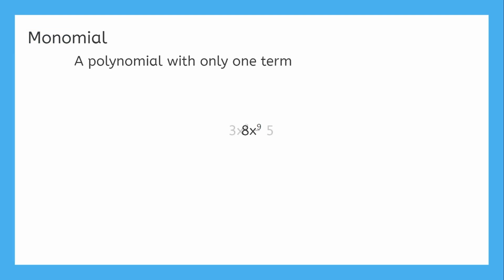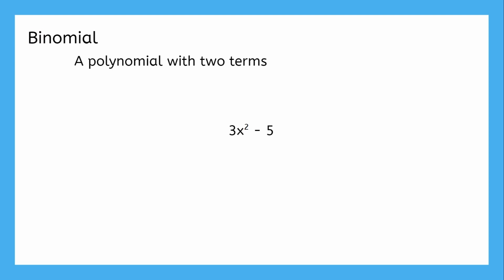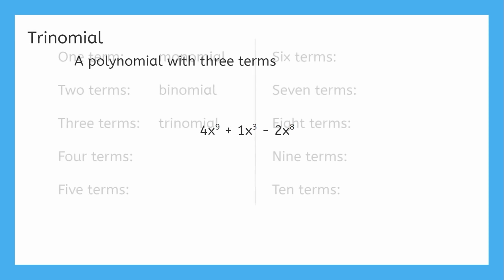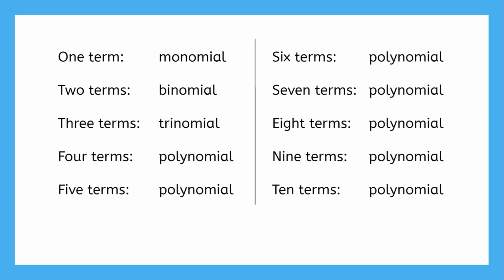So what would we call a polynomial with two terms? Bi, like bicycle, means two, so we call a polynomial with two terms a binomial. And likewise, a polynomial with three terms is called a trinomial. We mathematicians got kind of lazy after that. We just decided that anything with more than three terms would all be lumped together under the general term polynomial.